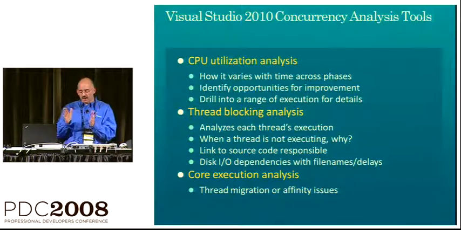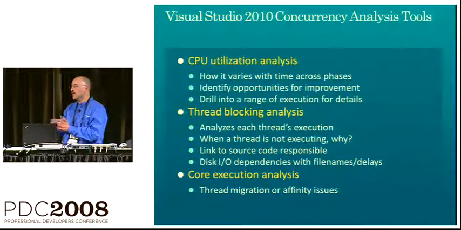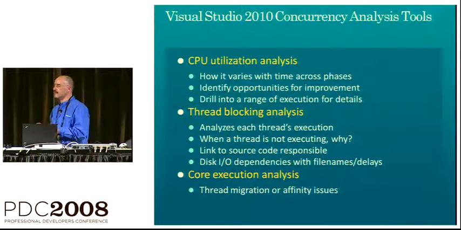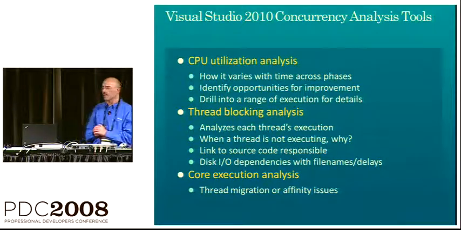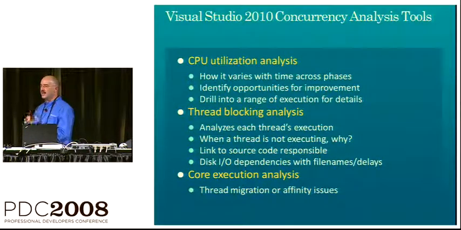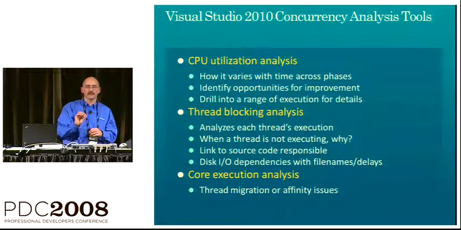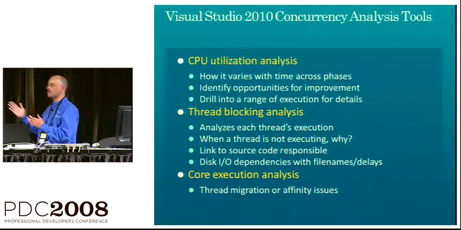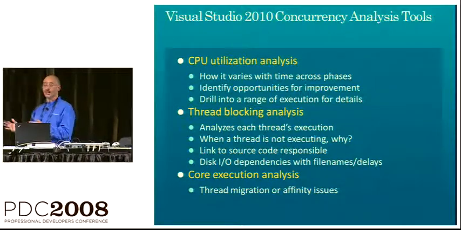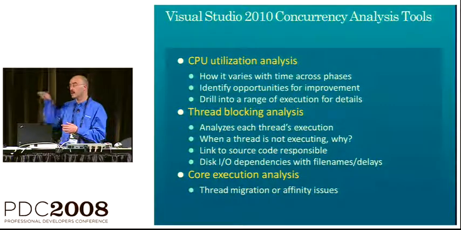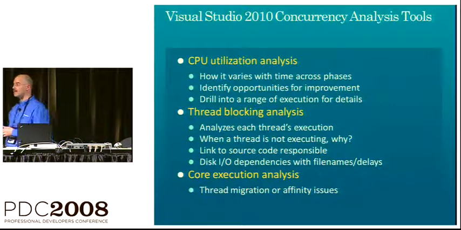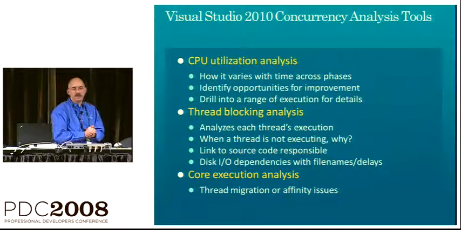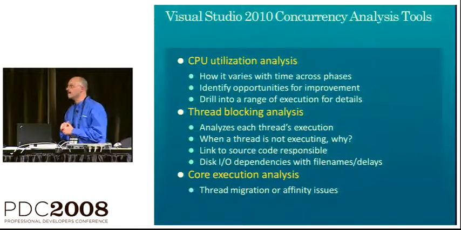So once you've identified a phase of interest, you can zoom in on that phase and drill into it to get more details by switching to what we call the thread blocking view. The thread blocking view analyzes each thread's state in your application during runtime. It determines when your thread is running, when it's not running, and most importantly, when it's not running, why. And so we will also show you the call stack. So we will show you, for example, that this thread was opening a file, and this is how long it took to open the file.